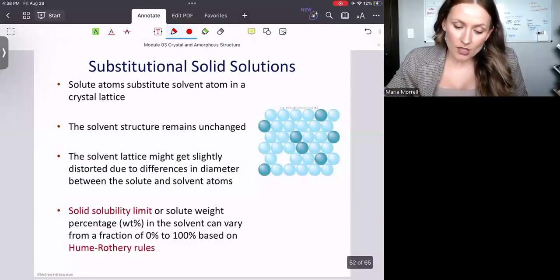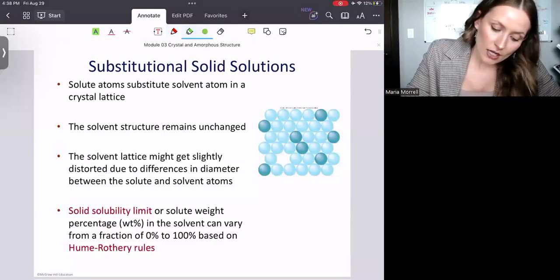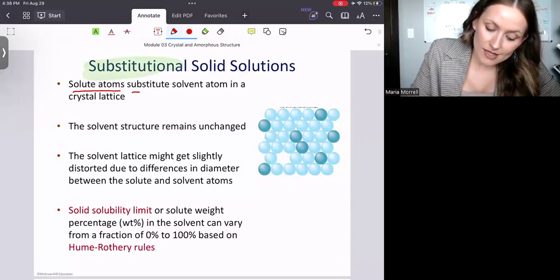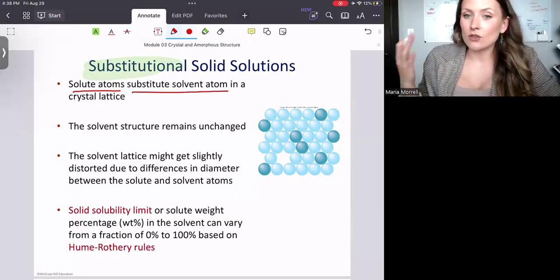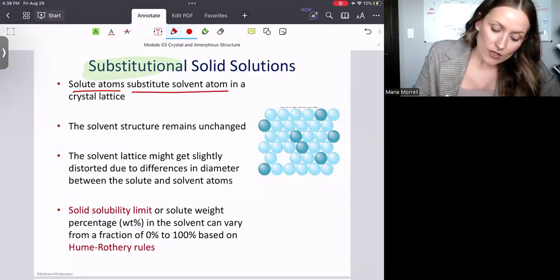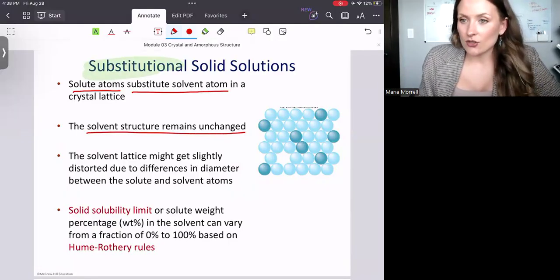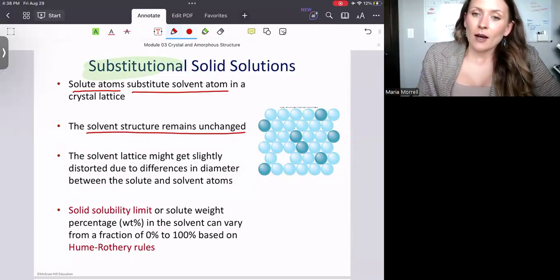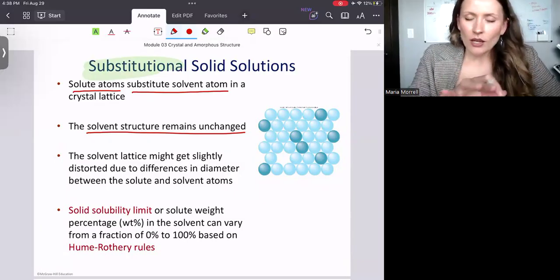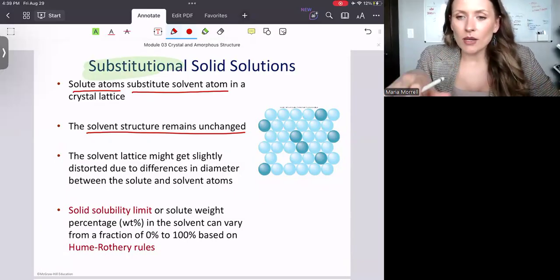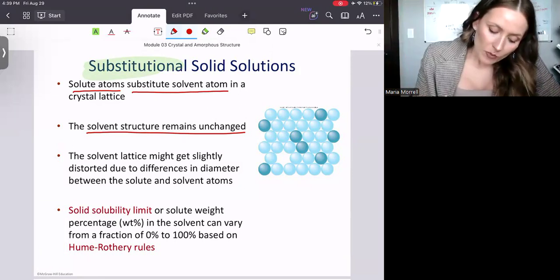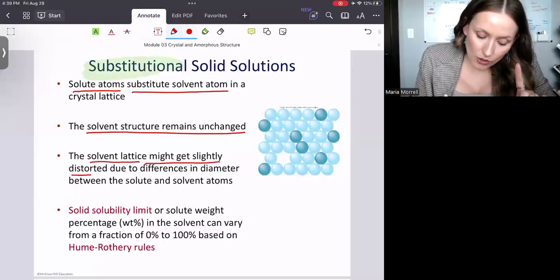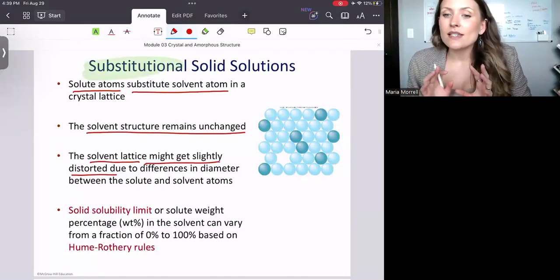Now, substitutional solid solutions. Let's look a little bit closer at them, right? We already know that the solute atoms substitute solvent atoms in the lattice. Now, the solvent structure remains unchanged. Yes, for the most part, right? Actually, no. The way I phrased it here, yes, the solvent structure remains unchanged. No, for the most part. Why? Because the solvent lattice might get slightly distorted if there are differences in the atoms.